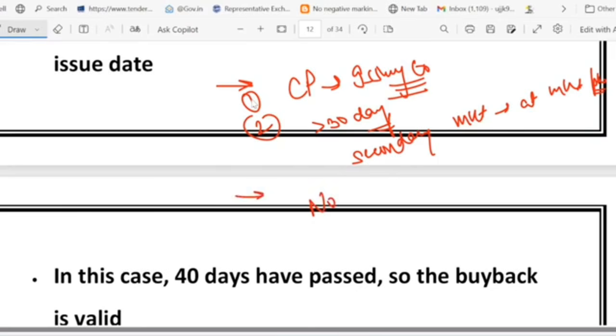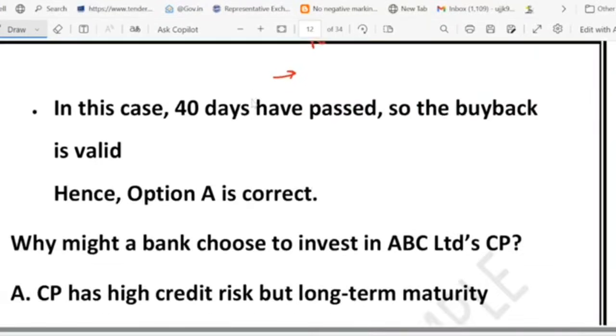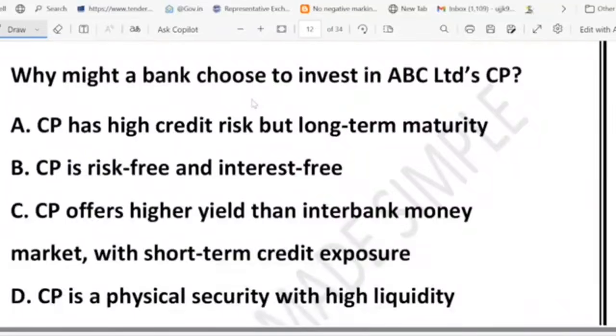And the fourth point I told you: no need to wait until maturity. No need to wait till maturity. You did not wait till maturity, right? In this particular case, since 40 days have passed, buyback is allowed. So the key takeaway is that the buyback of CP is allowed, but not too early. Wait 30 days and then go to the market. Simple. I hope that makes sense, right?